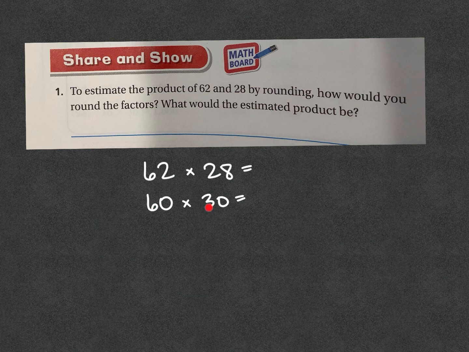And if you have your 3s memorized, you know that 6 times 3 is 18. And you have 2 zeros on the end. My estimated product would be 1,800. So that's my answer to that. I rounded using rounding to the tens place.